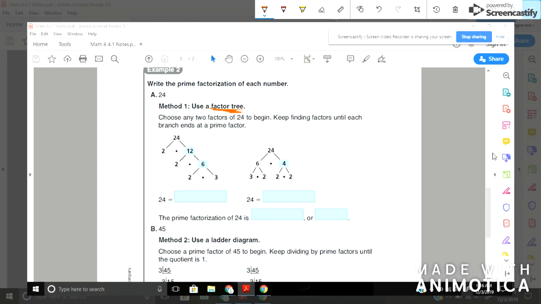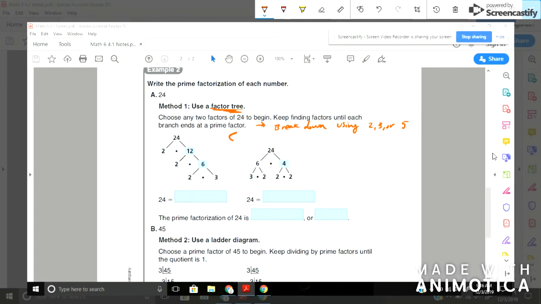My reminder that I like to give students is break down your number using 2, 3, or 5. And the reason is because 2, 3, and 5 are all prime numbers. So I really like to start by checking if 2, 3, or 5 can be divided by whatever my number is. In this case, for 24, you'll see that they started with 2 in this example.